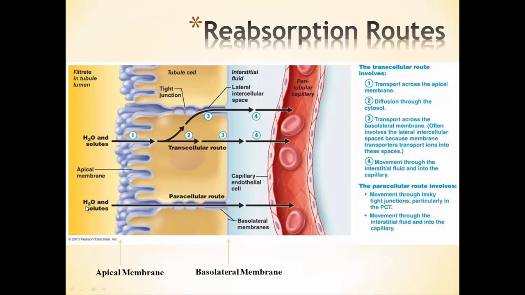The other route is the paracellular route. This is going to be the route between the cells, and it has to move through tight junctions. You can see here the tight junctions. Those tight junctions have little pores in them, so that allows some of the things to move through the paracellular route.